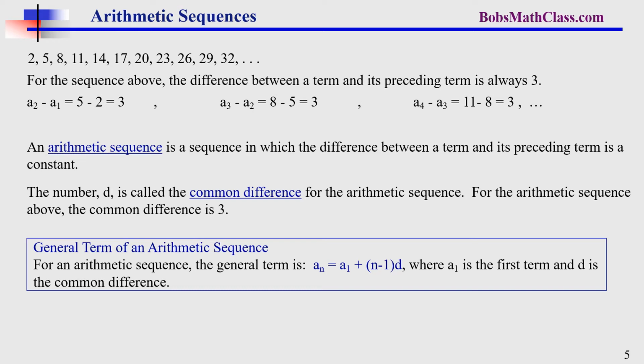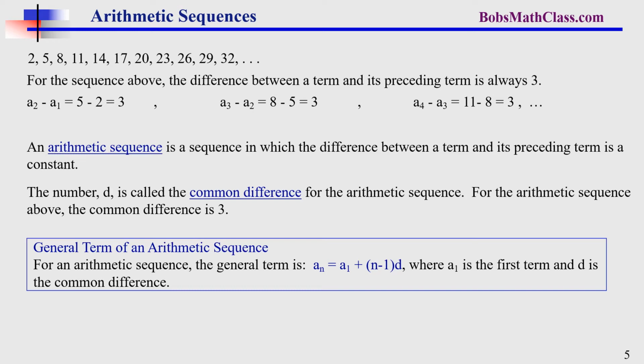Now here's the formula that you probably want to memorize: the general term of an arithmetic sequence. For an arithmetic sequence, the general term is a sub n equals a1 plus (n minus 1) times d, where a1 is the first term and d is the common difference.